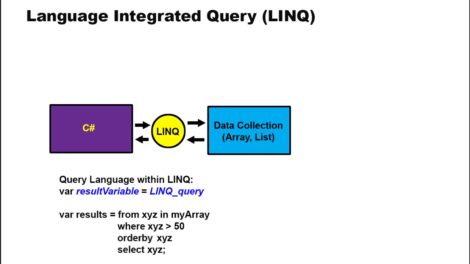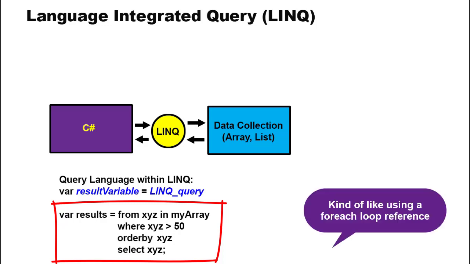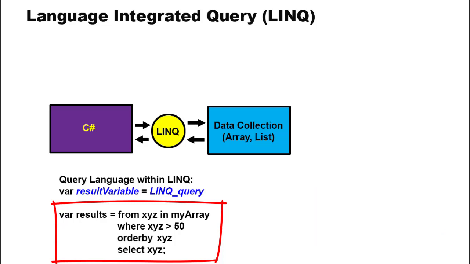LINQ is very similar to SQL in that you're going to have a statement to do a query, and those results are going to go into a variable. So here's our generic format. We're going to use the var keyword and then a name for our result variable equals, and then our LINQ query. And then below that is an example. So results is the name of my result variable. It's going to equal, and very similar to SQL, we're going to get from, and in this case we're pulling from an array, each item in the array. And I used XYZ as the variable referencing my item. So it could have been from item in my array, or I in my array, whatever you wanted to use.